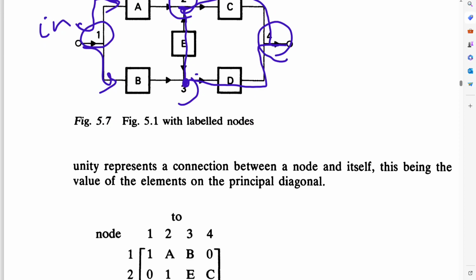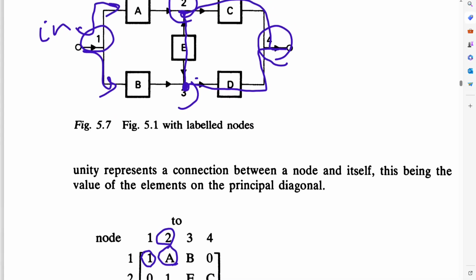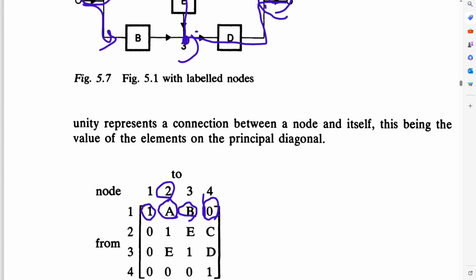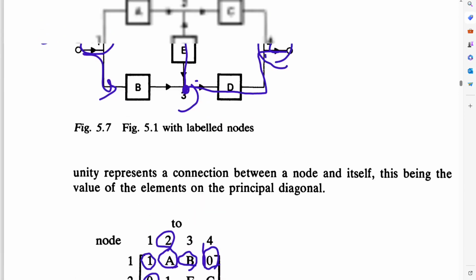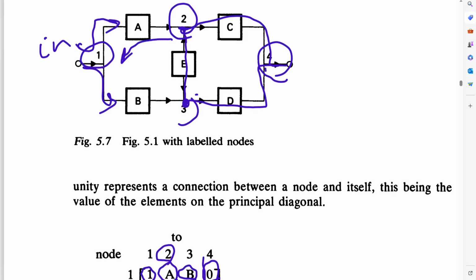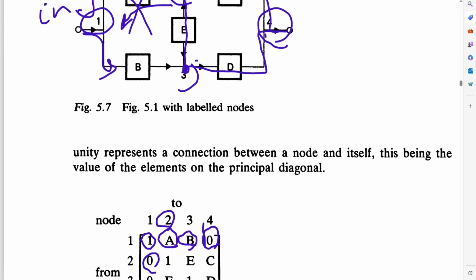From node 1 to node 1, it is written as 1. From node 1 to node 2, we have A. From node 1 to node 3, we have B. From node 1 to node 4, we don't have any direct path, so it is 0. From node 2 to node 1 is 0 because we cannot go back. From node 2 to node 2 is 1. Node 2 to node 3 is E. Node 2 to node 4 is C.